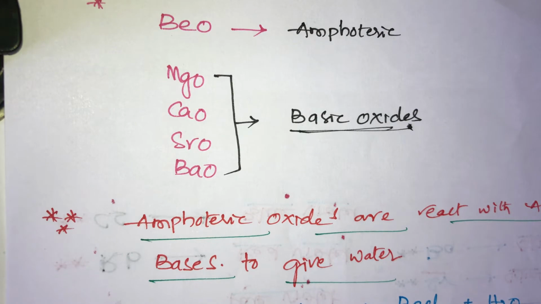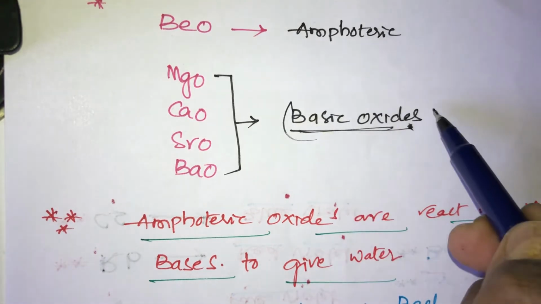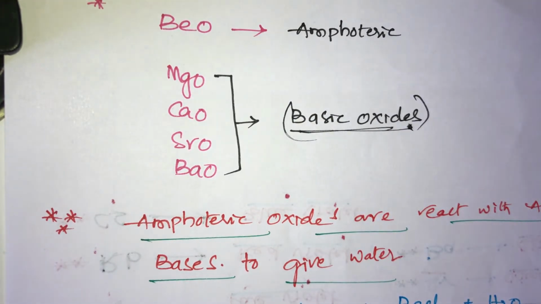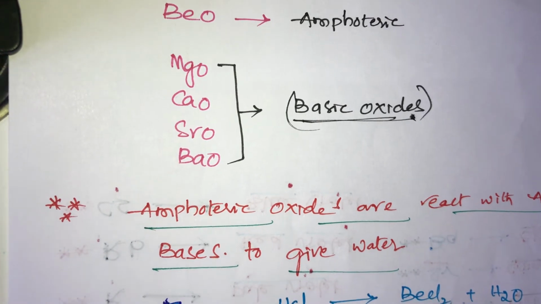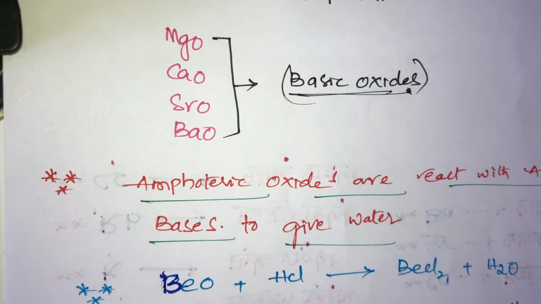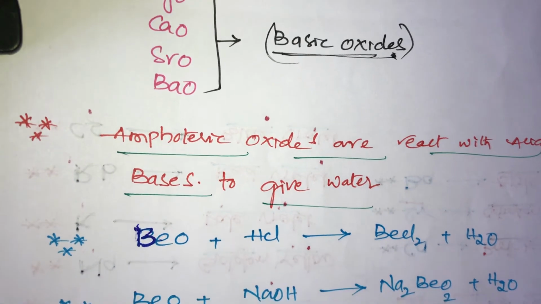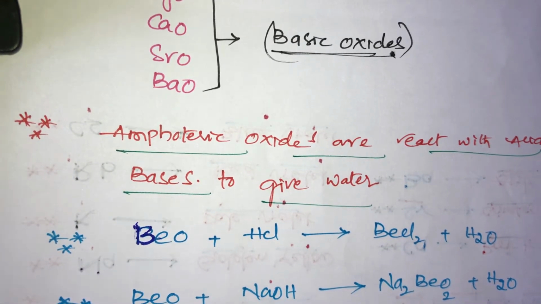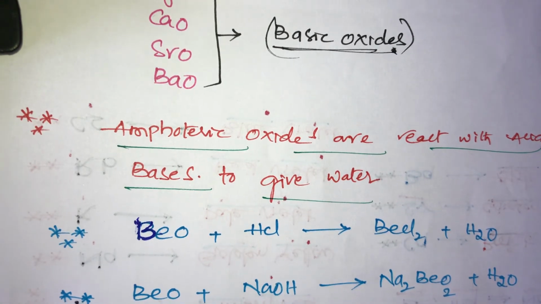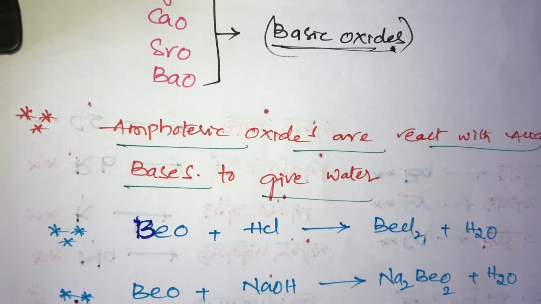So, nature of oxides: beryllium oxide is amphoteric in nature and the remaining oxides, magnesium, calcium and strontium oxides, are basic in nature. It is very important, students. Generally, amphoteric oxides react with acids as well as bases to give water.